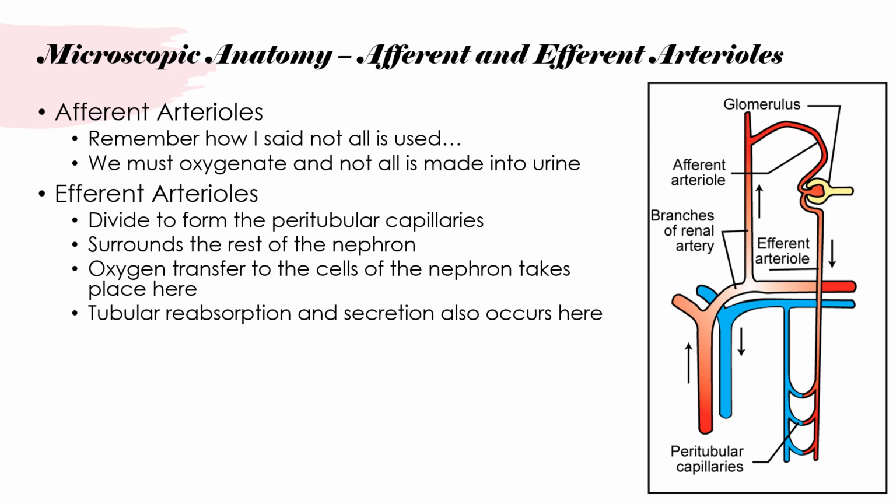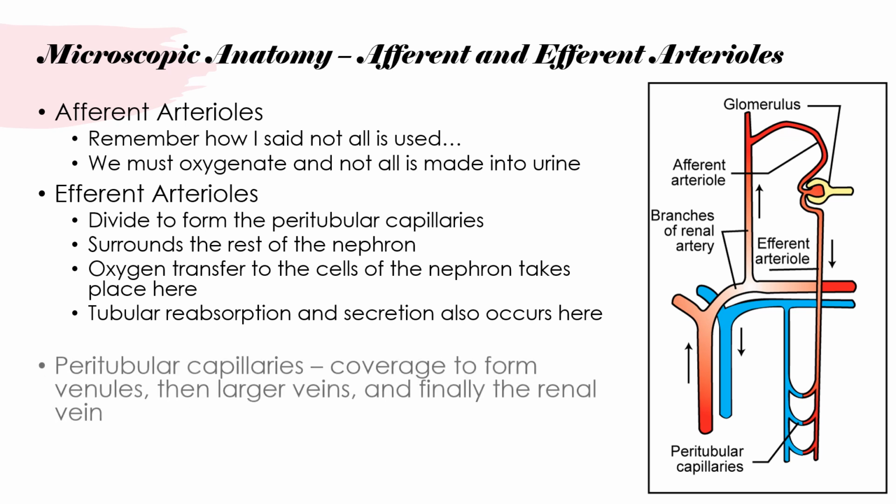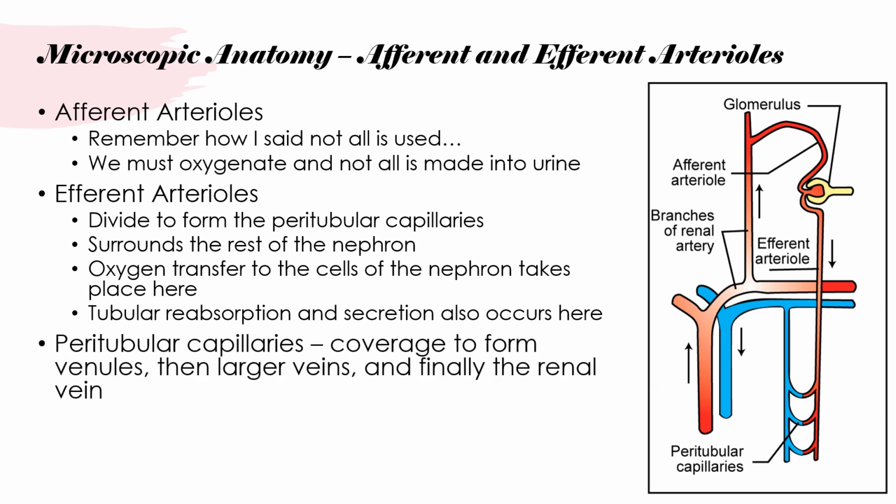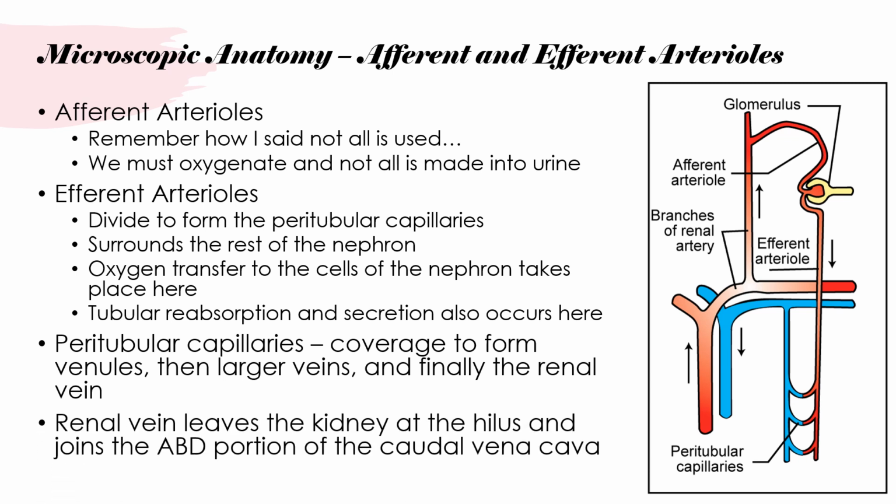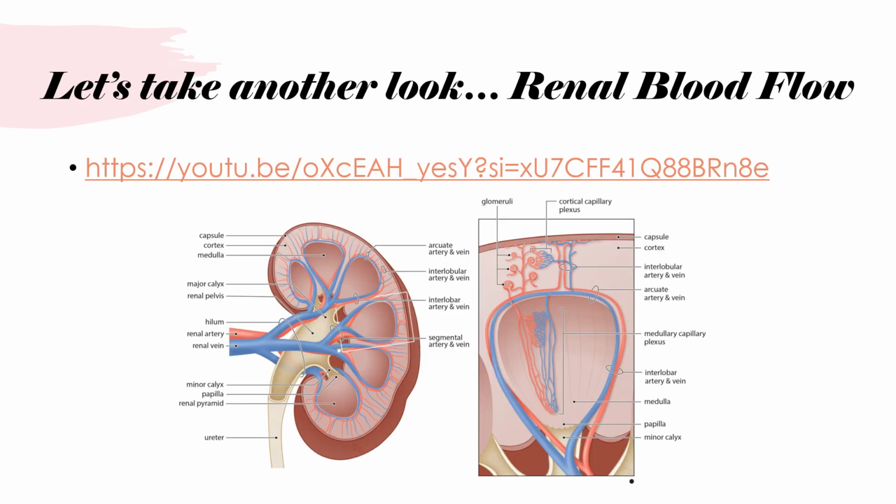The tubular reabsorption and secretion is also going to happen here. So these peritubular capillaries converge to form the venules, then they make larger veins, and finally they're going to be in that renal vein. Okay, so arteries away, vein is going back to the body and is going to enter the caudal vena cava. Here is a video to show the renal blood flow, but we're going to move on.